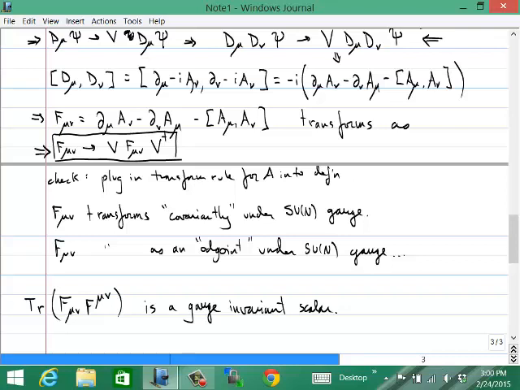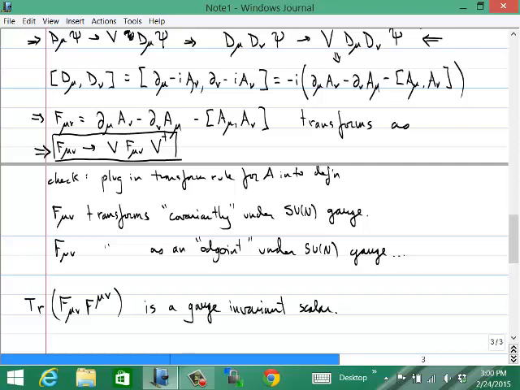Question? Could you choose a gauge where the commutator of A_μ and A_ν vanishes? That's the question. Yeah. This reminds me of the Riemann tensor. Yeah, okay, good. So this should be reminiscent of the Riemann tensor.